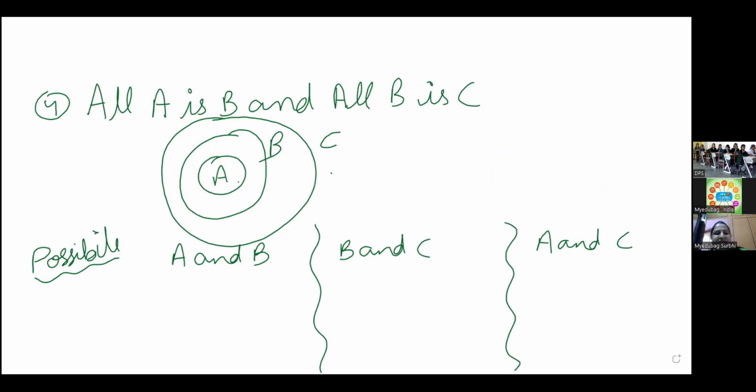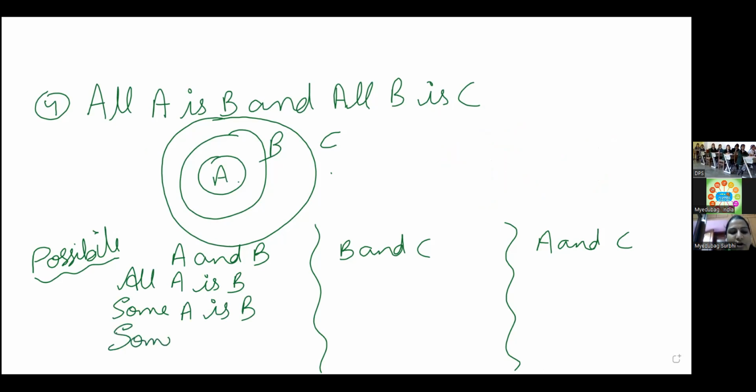Okay. Now let's see what we can say for the statement of A and B. I told you whenever there is all A is B, then I'll write the first statement as it is, all A is B. Second, if it is all, then it is also some. So I'll write some A is B. Clear? The third statement, if some A is B, then some part of B will also be in A. So I'll write some B is A. So there are three possibilities between A and B.